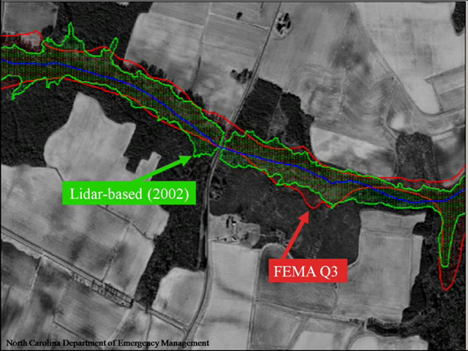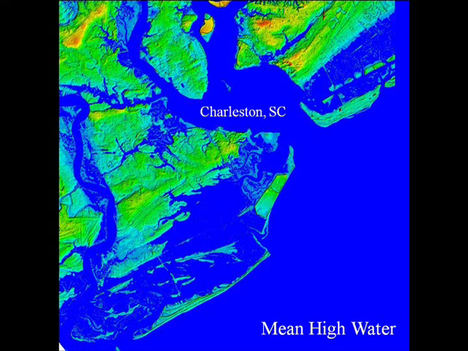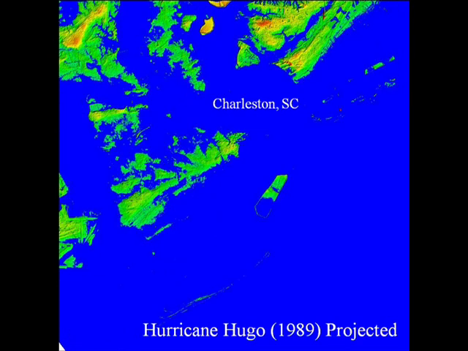The redelineation of the floodplain by the LiDAR has taken into account the elevated road running through the plain. The LiDAR data has also reincorporated the river center line into the floodplain. Highly accurate elevation is important for portrayals of flood risk in coastal areas as well, in particular when dealing with extreme events such as hurricanes. This LiDAR-based elevation map shows Charleston, South Carolina at mean sea level, then at mean high water level, and finally what would have happened if Charleston had taken a direct hit from Hurricane Hugo in 1989.